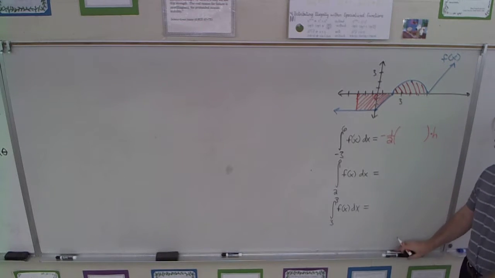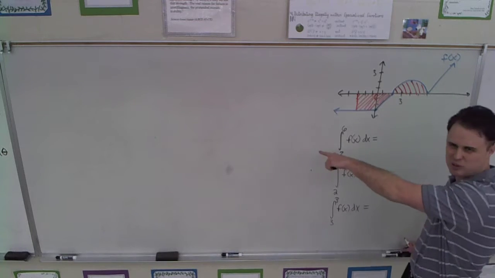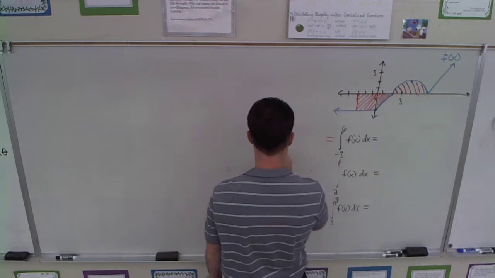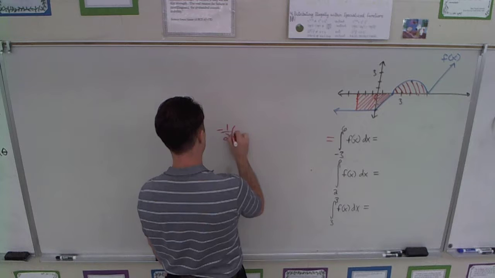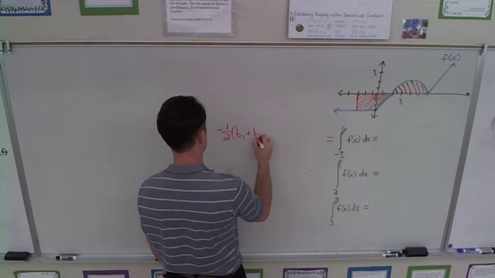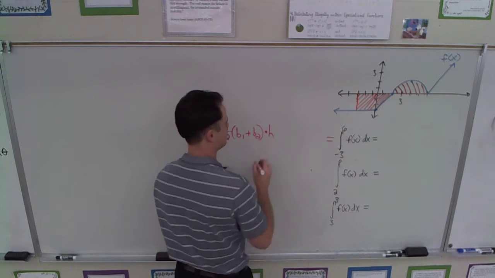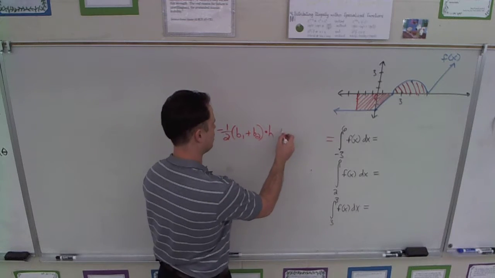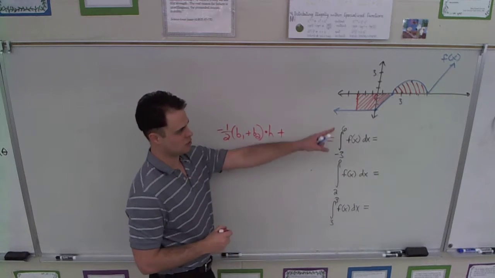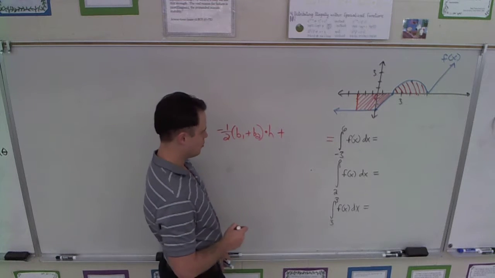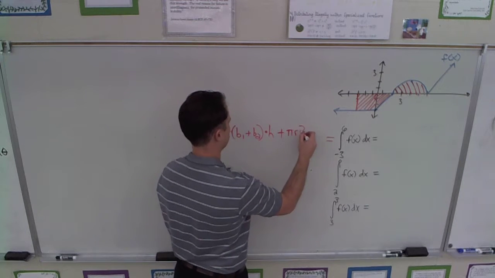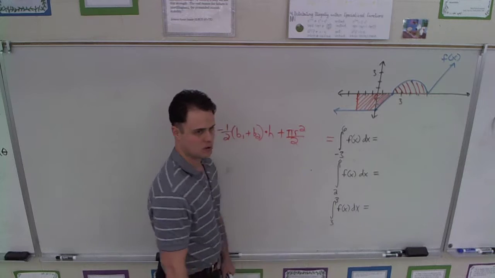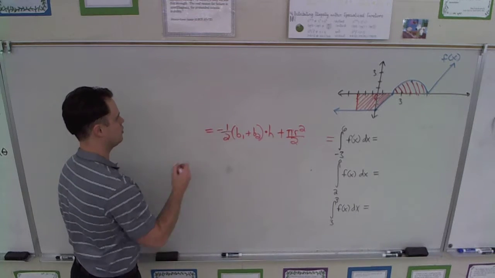Yes. In fact, let's do it over. Can I just write it equal this way since I'm out of space? So it's going to be negative 1/2 base 1 plus base 2 times the height. That's the area of a trapezoid. And then we're going to have a circle. Is that going to be positive or negative on this picture? Positive. So it's going to be pi r squared, but it's a semicircle. So that's the answer. We just have to plug in our numbers.